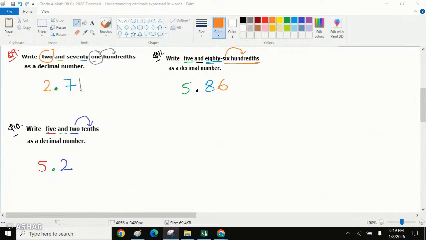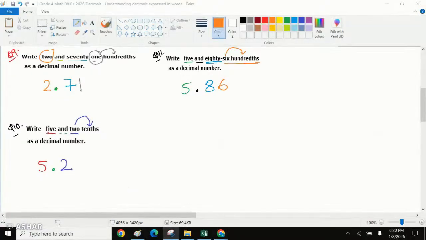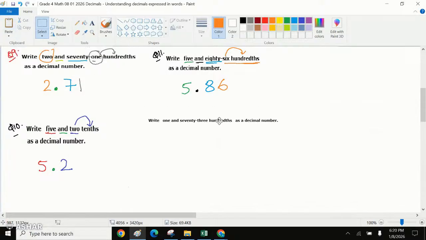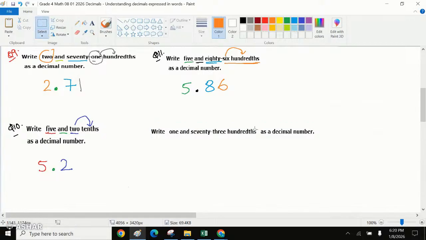Moving to the next question, it says write 173. See, when I'm saying 173, I'm not saying hundreds or tens, right? But when I'm saying 173, that means I'm already speaking about 3 digits. So if we have the question with us and it says write 173 hundredths. So we know that there are 3 hundredths, right?